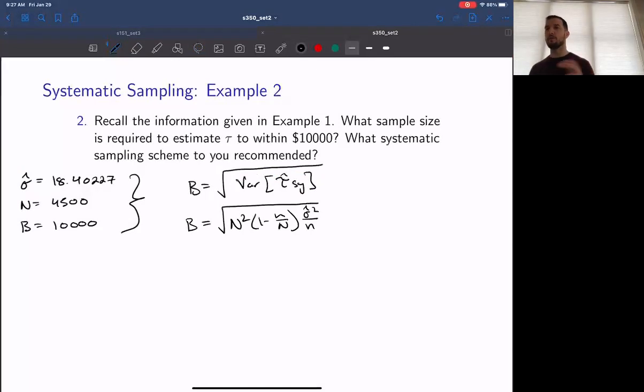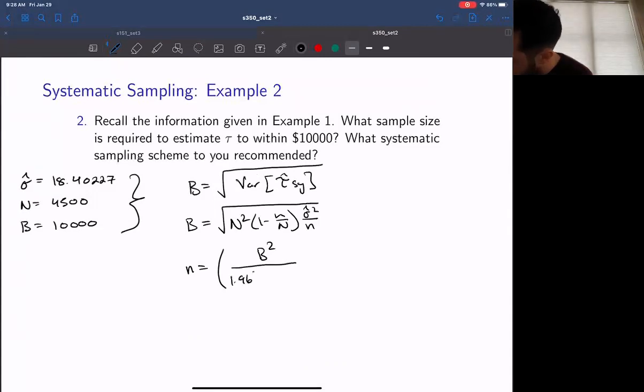Okay, now what we have to do is rearrange and solve for n. We've actually seen an illustration of how to do this already. We looked at in full the solution for little n given a finite population correction for SRS in the context of the mean. Following the same strategy, we can show that the estimate for little n in this case is going to be b squared divided by 1.96 squared multiplied by sigma hat squared, n squared plus 1 over n, inverse.